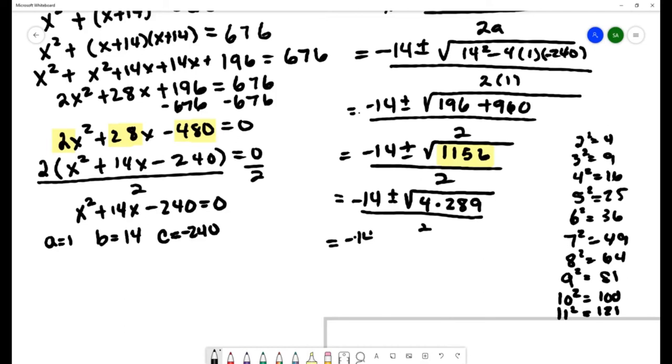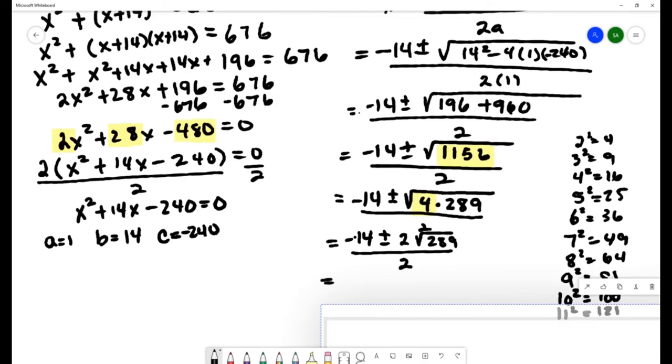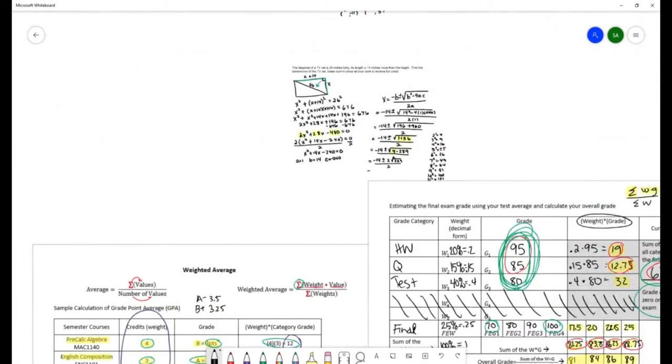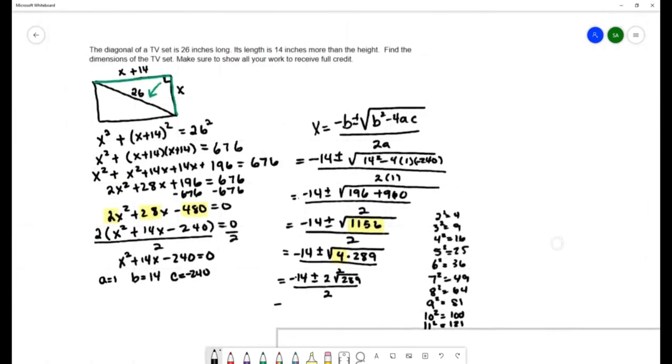So it would be negative 14 plus or minus, and I can simplify this. Square root of 4 is 2. The 289 would stay inside the radical. And 2 divides into each one of these terms. Excuse me, I apologize for that. Forgot to get a clean whiteboard for this problem. So 2 divides into each one of those and it becomes negative 7 plus or minus square root of 289.